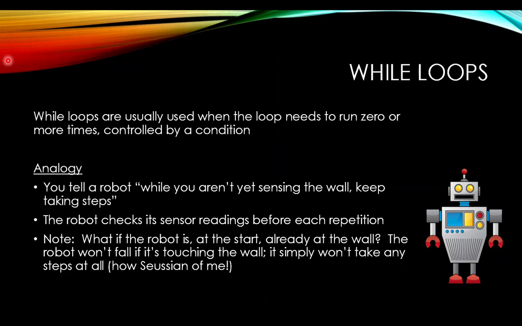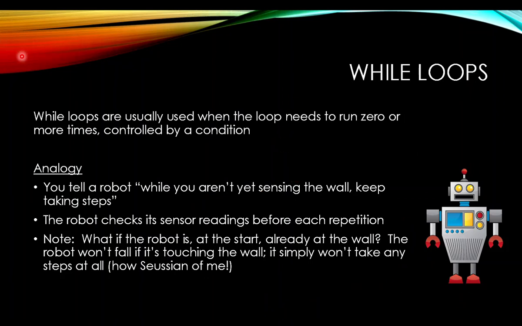So this is an important thing. Let's say that you position the robot so that his fingertips are already touching the wall. If that's the case, is he going to take a step and fall over? Well, no, because you've said while you aren't yet sensing the wall. If the sensors are already activated, he doesn't take 1 step to begin with. The loop never actually runs, right? He checks, he knows he's already there, and he doesn't take any steps. So the while loop works in any of these cases.